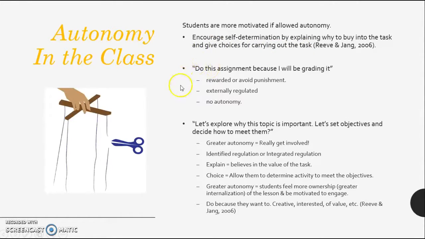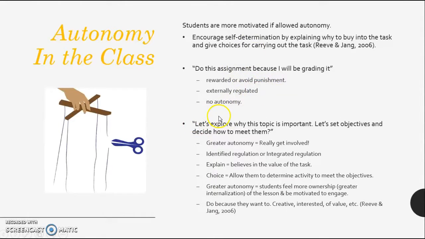So when we say to the student, do this assignment because I will be grading it, the student is doing the assignment to be rewarded or to avoid punishment, to avoid the F. So the student is being externally regulated. There's no autonomy there. They're going to lack motivation to get involved in the assignment.